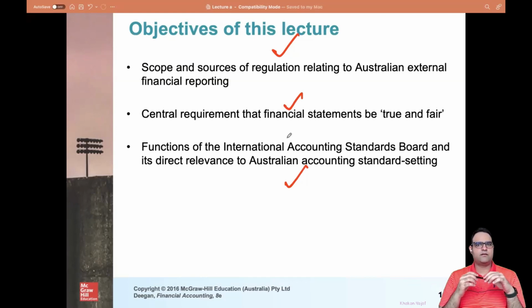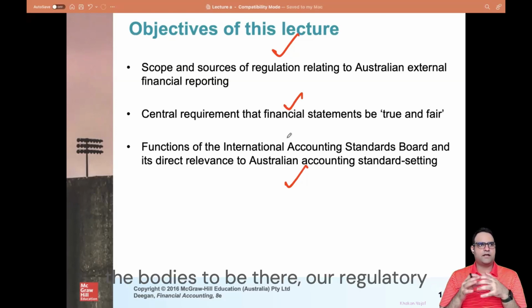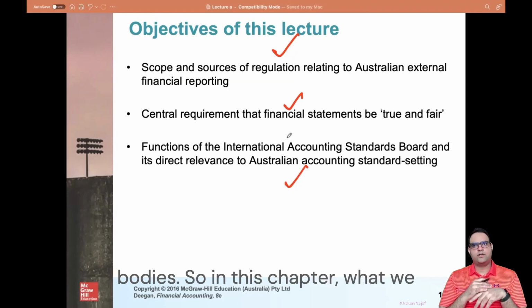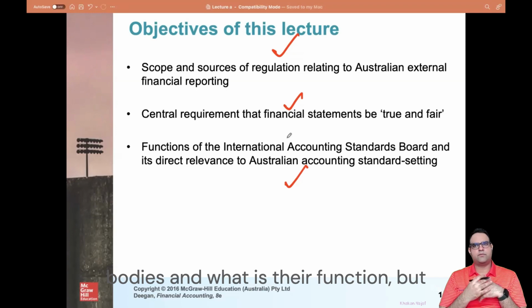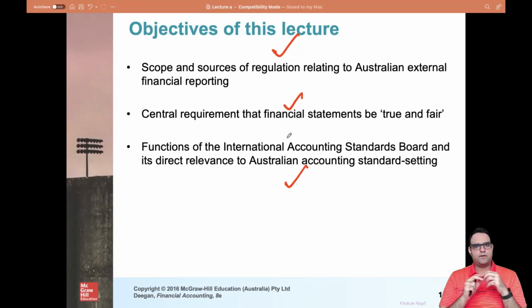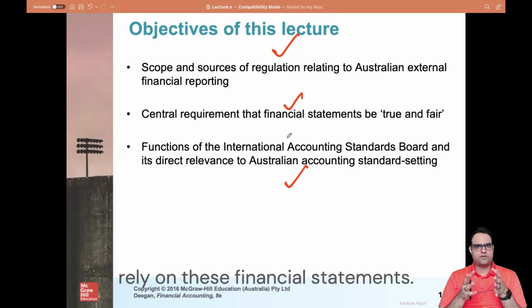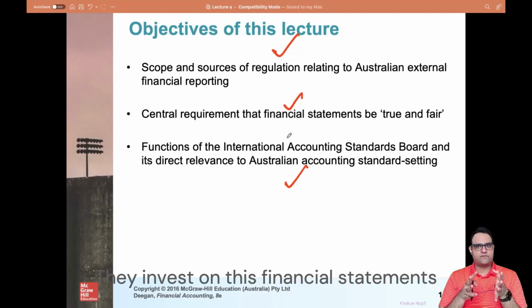Actually, why do we need these regulatory bodies to be there? In this chapter, we discuss what the 4 regulatory bodies are and what their function is. But before that, many people rely on these financial statements. They invest on these financial statements.